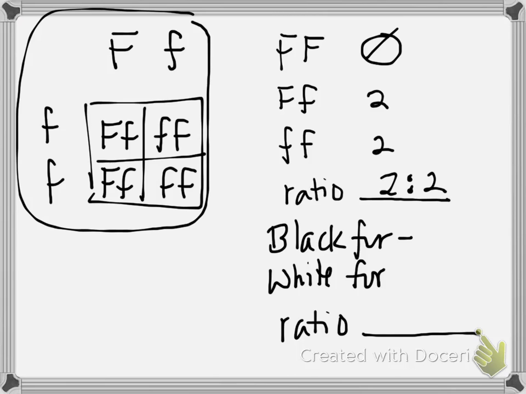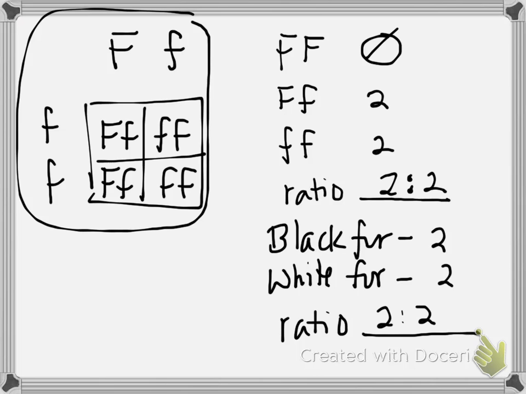And how many black-furred offspring would we expect? 2. How many white-furred offspring? 2. So what's the ratio? 2 to 2. Or again, 1 to 1. And if we wanted to put it in percentage odds, we would expect about what percent of their offspring to have black fur? 50%.